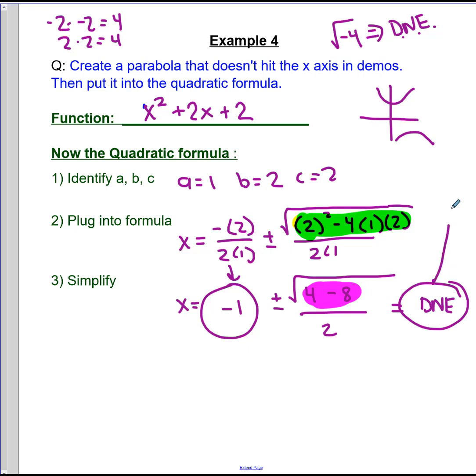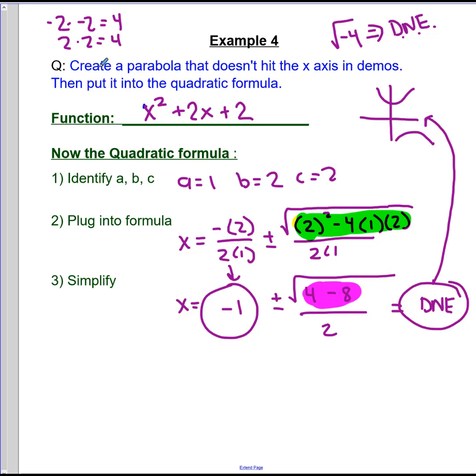And why is it DNE? Well, because you're asking the formula to tell you what is the x value where this parabola hits the x-axis, and it doesn't hit the x-axis. That's the whole point. That's what we went to Desmos to play around with and to try to come up with a parabola that does not hit the x-axis. We did, and no matter what it is, now your numbers will be different here. But this purple part underneath the square root, you're going to have a negative number just like I did.